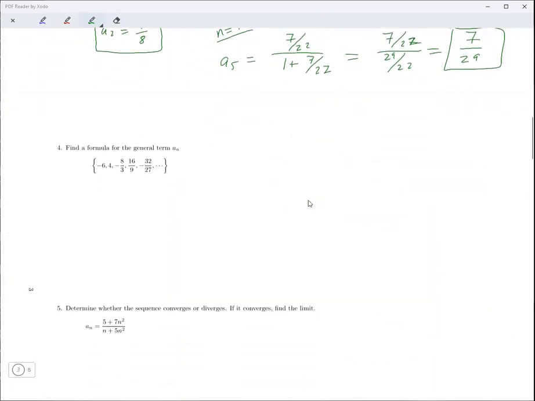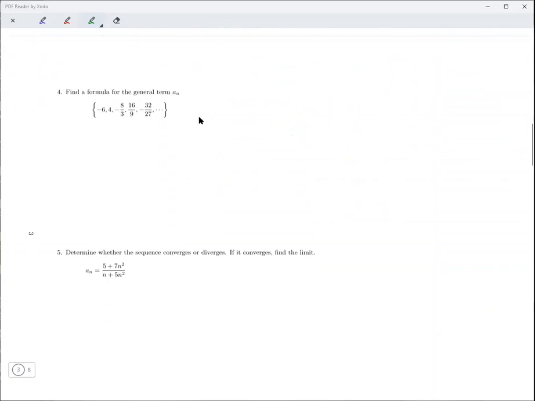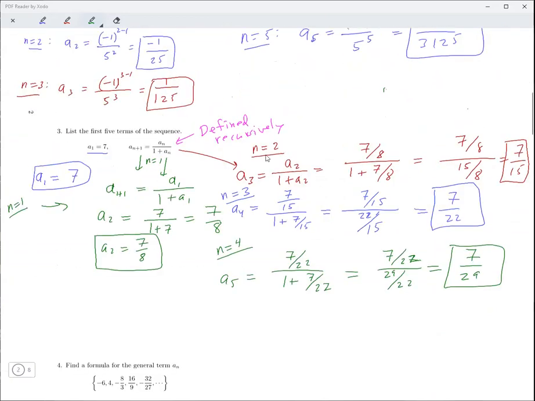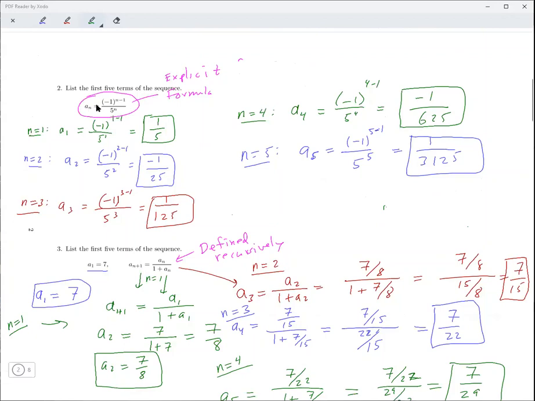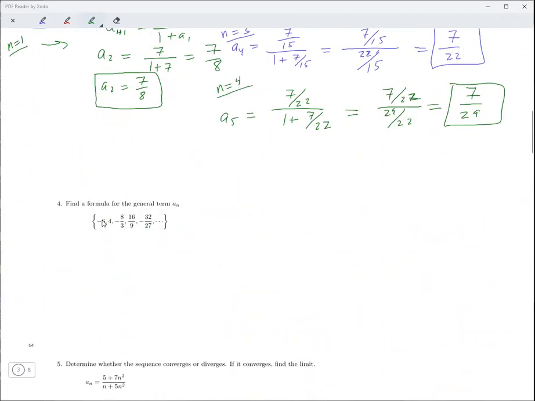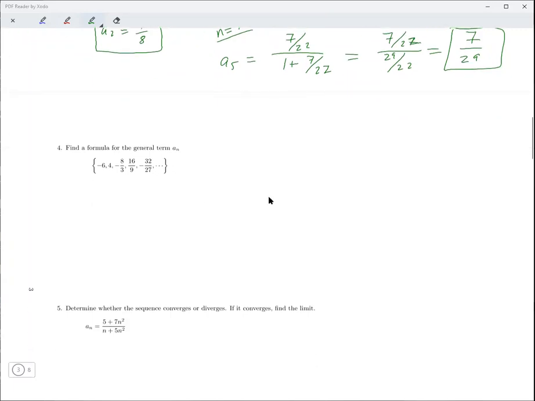Okay, number 4. So here it's kind of flipping the problem on its head, whereas here we had a formula and we're supposed to try to find terms. Right here, they want us to find a formula for the general terms. So what we're after here is we want to find a formula.